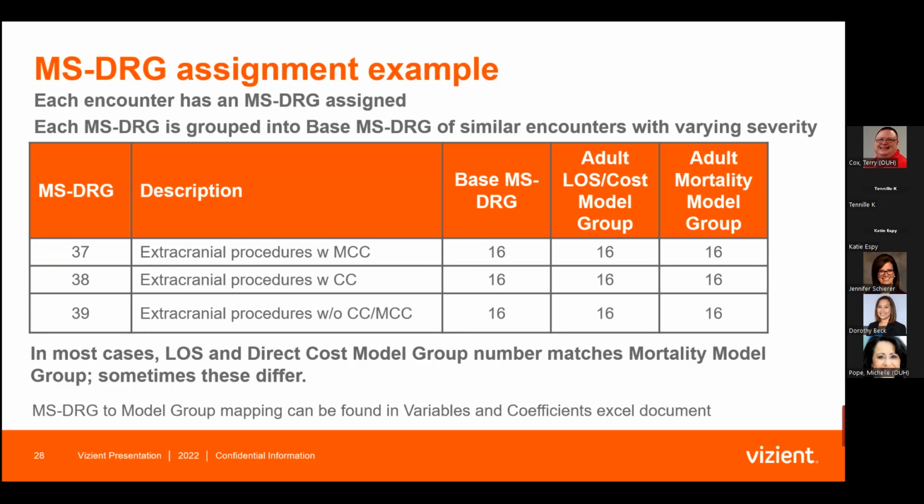For the adult models, the base MSDRG will match the risk model group, both for length of stay, cost model group, and mortality. The slide is to tell you that this is the case for most patients, but in some cases it will not match. In our Learning Center we have a document called the Variables and Coefficients Excel document, and it will tell you the mapping of the MSDRGs to the model group.